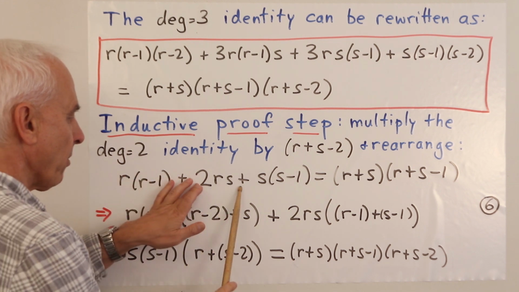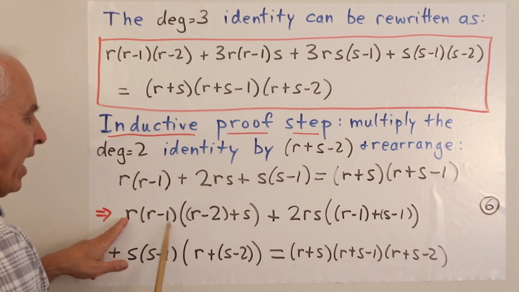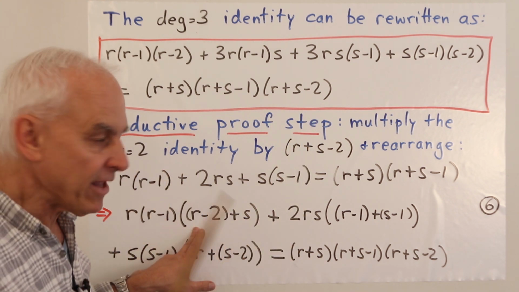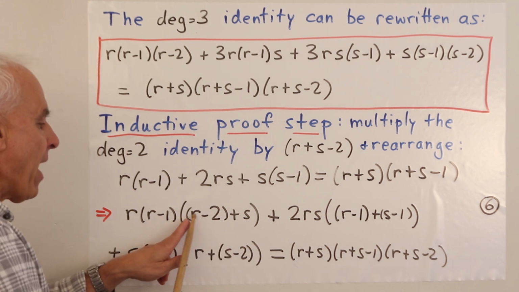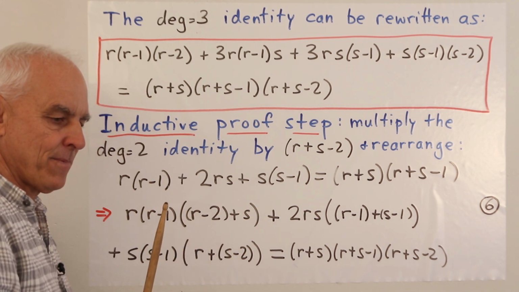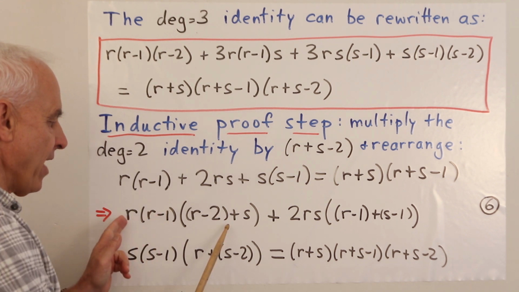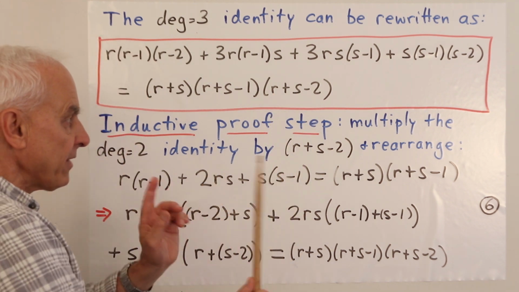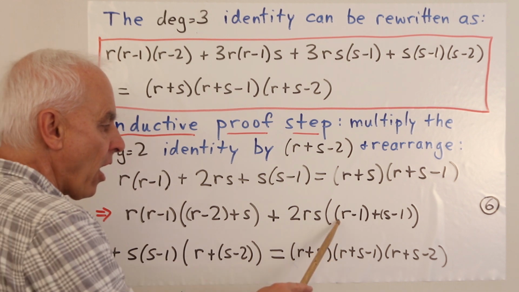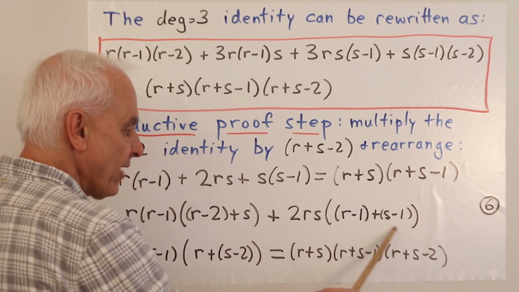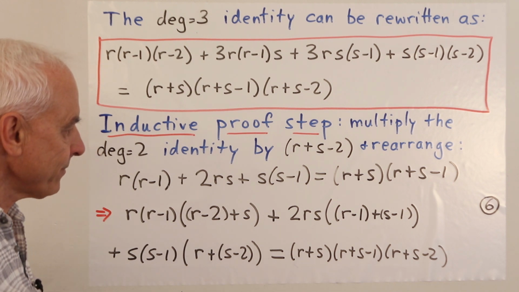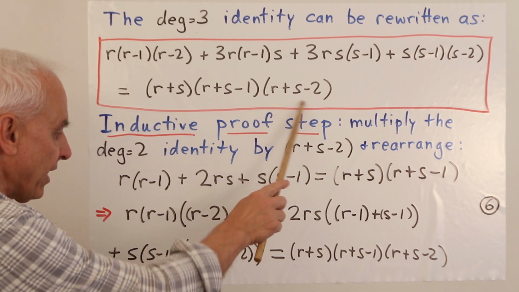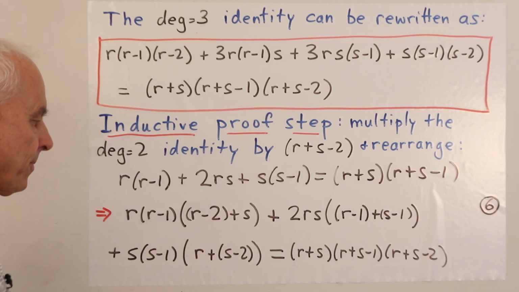We'll do it term by term. We're going to take this r times r minus 1 and multiply it by r plus s minus 2. But I'm going to write that r plus s minus 2 as r minus 2 plus s. Fine. Now to the next term, 2rs. I'm going to multiply it by r plus s minus 2, but I'm going to write that this time as r minus 1 plus s minus 1. And finally, s times s minus 1. I'm going to still multiply by r plus s minus 2, but I'm going to write it as r plus s minus 2.